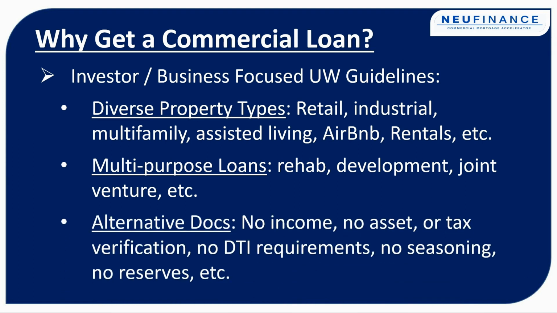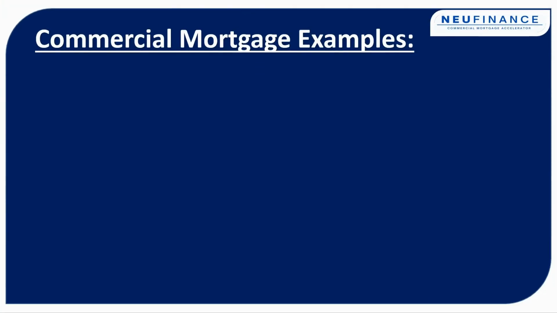Another reason would be because they need an alternative underwrite. So the borrower needs an underwrite that doesn't look at income or taxes, or maybe their debt to income ratio is a little out of whack. So there's some sort of alternative document program that the borrower must have because they can't go the conventional route. So they need a commercial loan that opens the door to these private money lenders that have more relaxed underwriting guidelines.